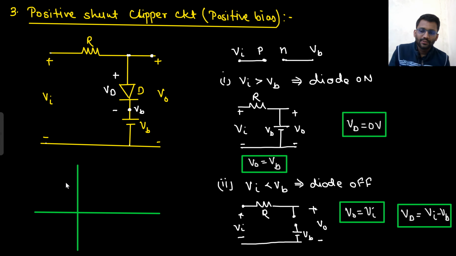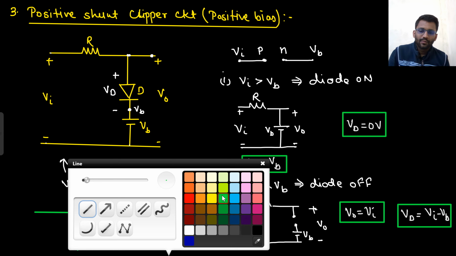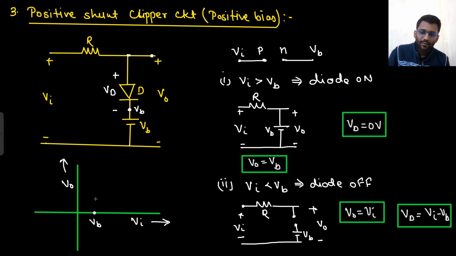Transfer characteristic is always between V0 versus V in. So what is the transition point? That is VB. For V in greater than VB, V out is always equal to VB only. And for less than that, V out is always equal to V in.